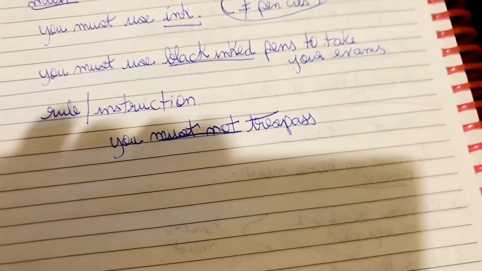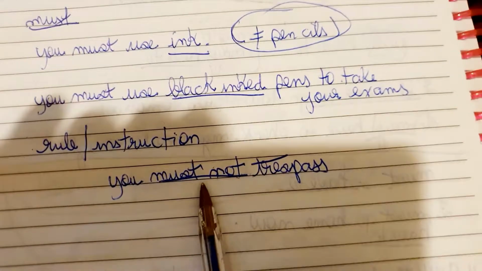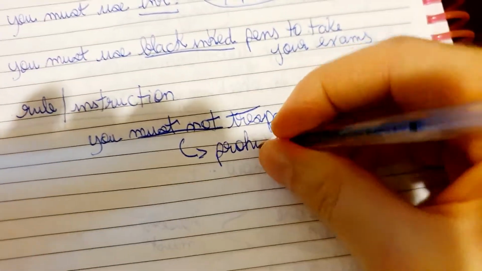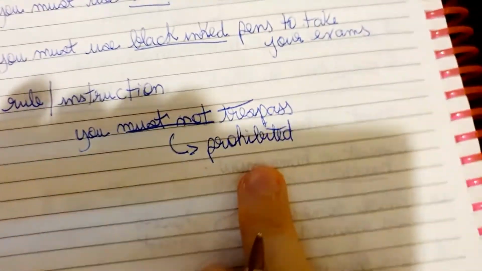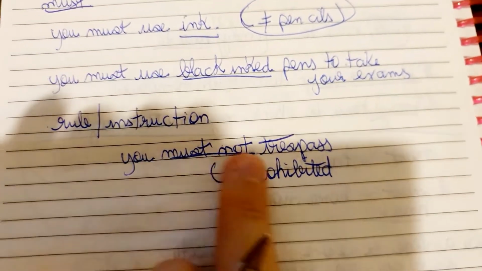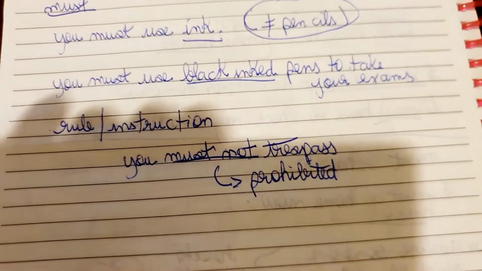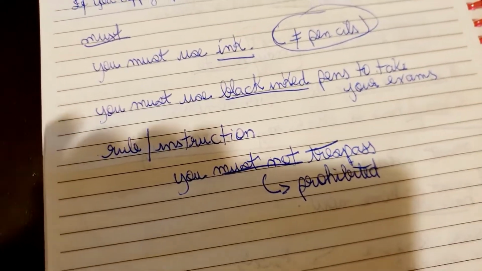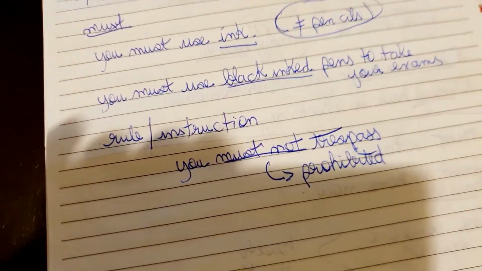I was going to tell you the meaning. When you say you mustn't do something, it's prohibited, okay? It's necessary that you don't do that. You're not allowed to do something, all right? That's the context. We will see more comparisons later.